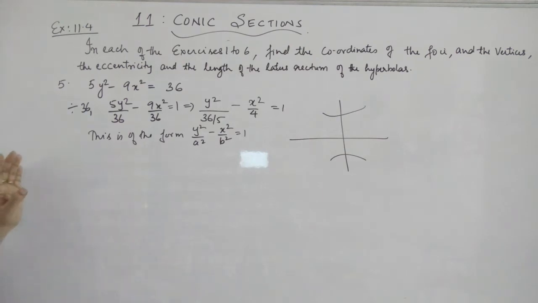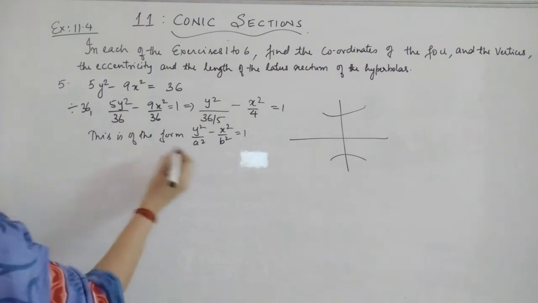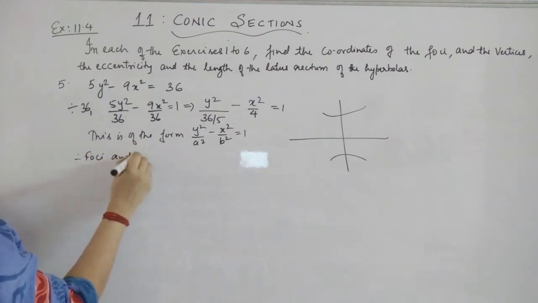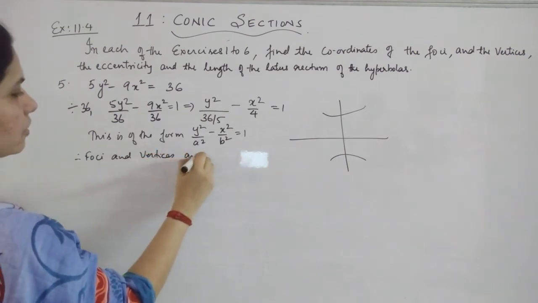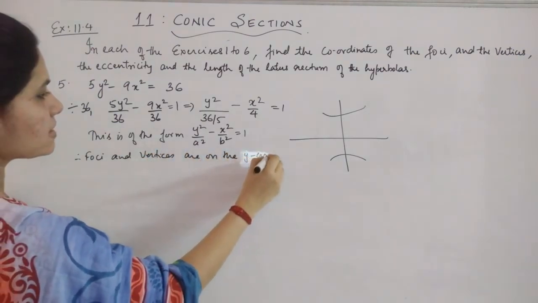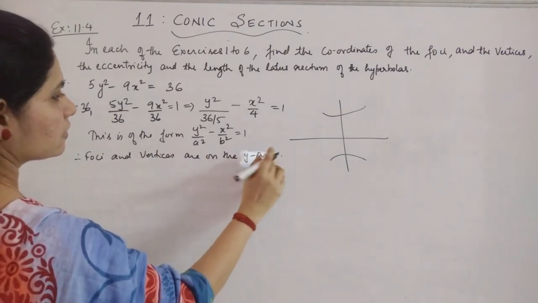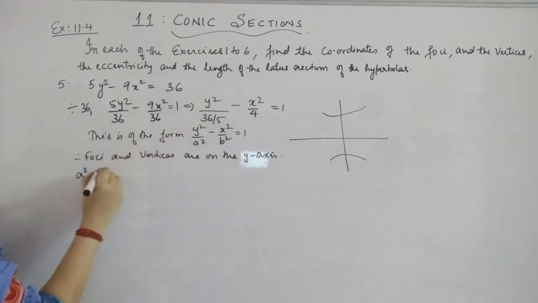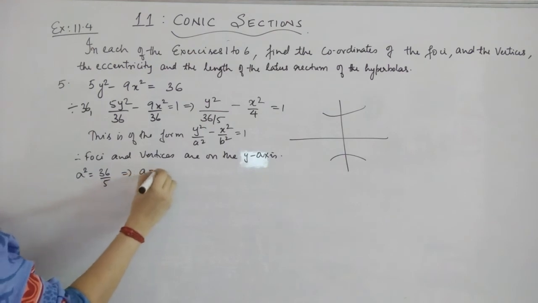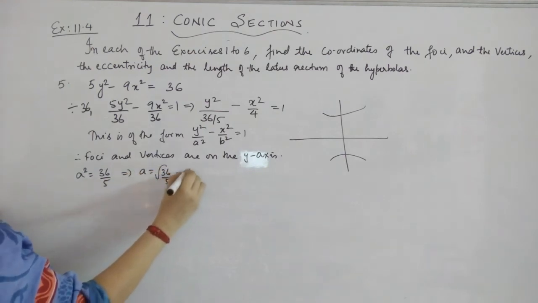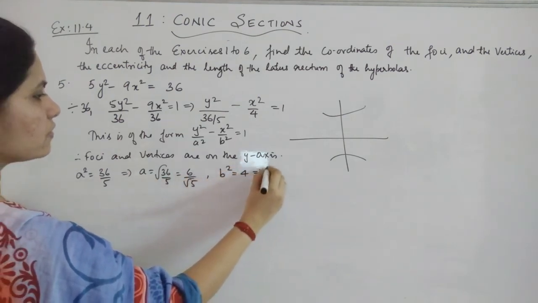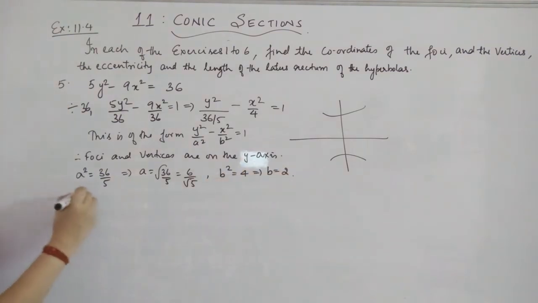So both the coordinates of the foci and the vertices will be of the form 0 comma plus or minus c or 0 comma plus or minus a. Now we will just find out what are a, b, c. So foci and vertices are on the y axis. Now from comparison you will get a square is 36 by 5, which will give you a as root of 36 by 5 or 6 by root 5, and b square is equal to 4, which will give you b as 2.